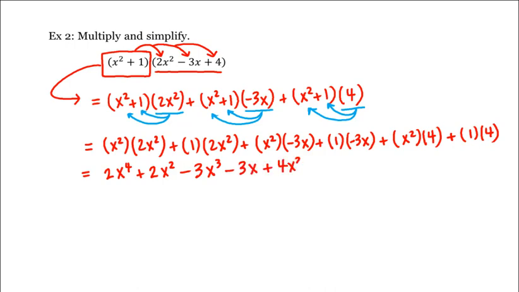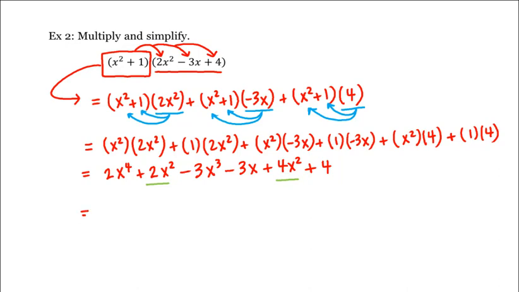4x squared plus 4. Now in this example, we do have like terms to combine, don't we? We have this 2x squared and this 4x squared, which are like terms. So we will need to combine them.